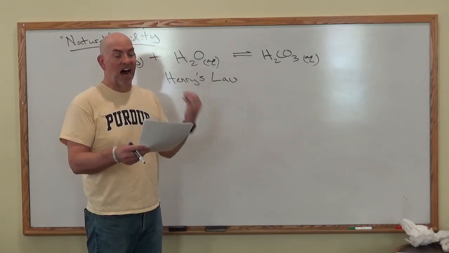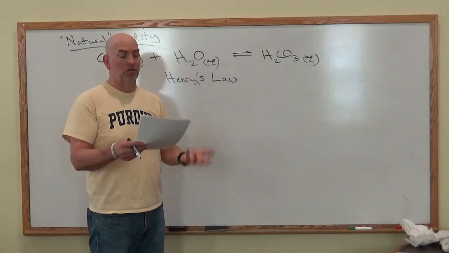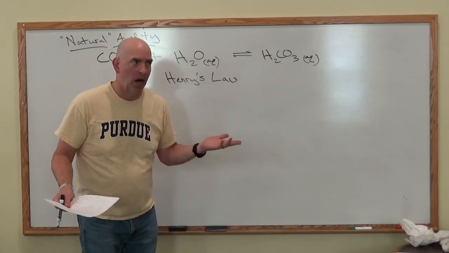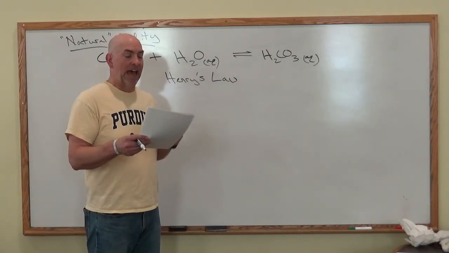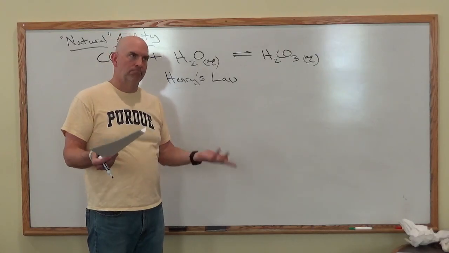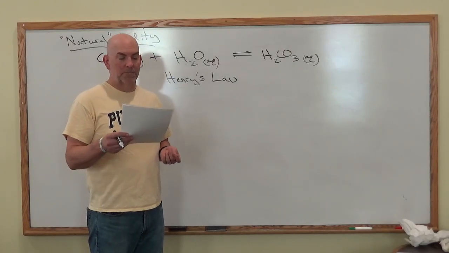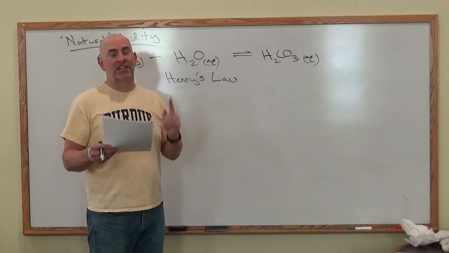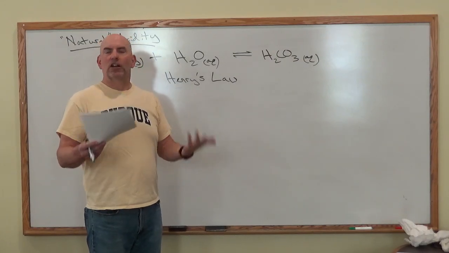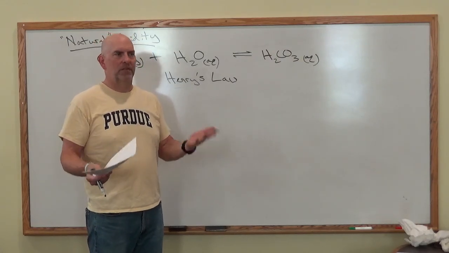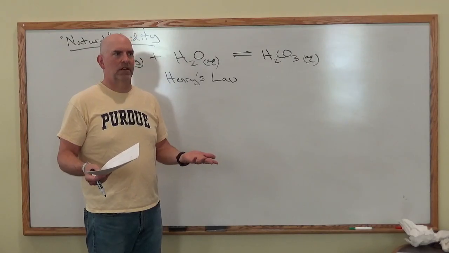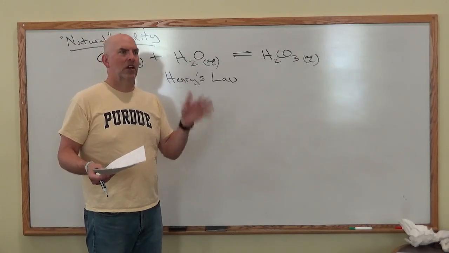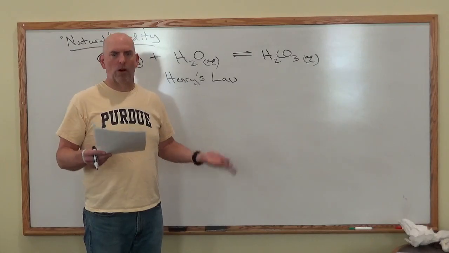So the amount of an ideal gas that dissolves in a given solvent, water in our case, at a given temperature, because that matters, is directly proportional to the partial pressure of the gas. Here we're talking about CO2. So how do you paraphrase that? The higher the pressure of the gas, the more it dissolves in water for an ideal gas.